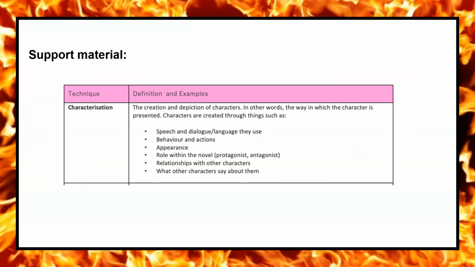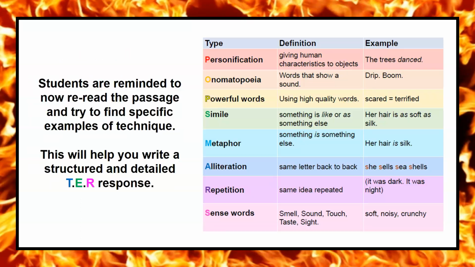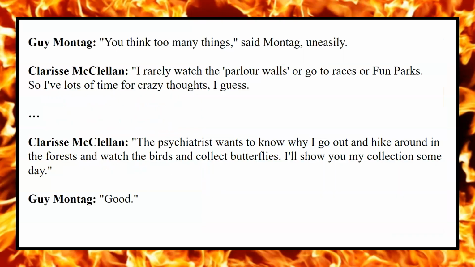Let's remind ourselves that characterization does relate to what characters say, but also how they say it. We can also consider pop smarts, but at a basis, let's think about their dialogue. And if we look at this, what does Guy Montag say to suggest that independent thought or individual thought is different to what everyone is doing? You think too many things, which he feels uneasy about.